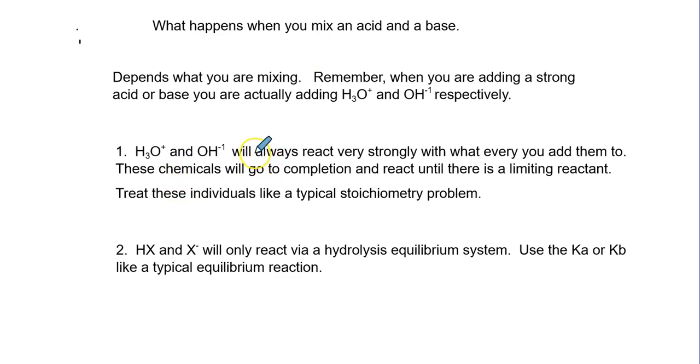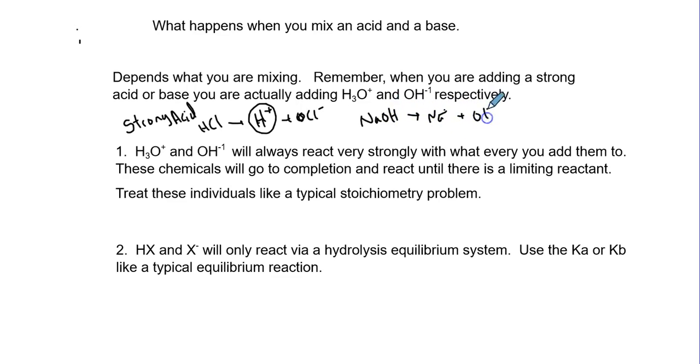Now keep in mind that when you add a strong acid, let's say for example HCl, you're not actually adding HCl. You're adding H plus ions and chloride ions. The chloride ions will do nothing, and the H plus ions are really the most potent version of any acid. If you're adding NaOH, you're really adding Na plus ions and OH negative ions.